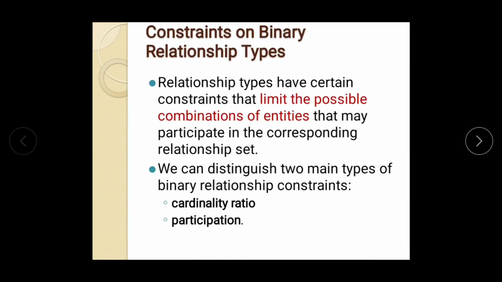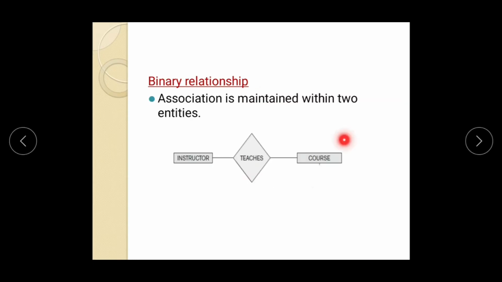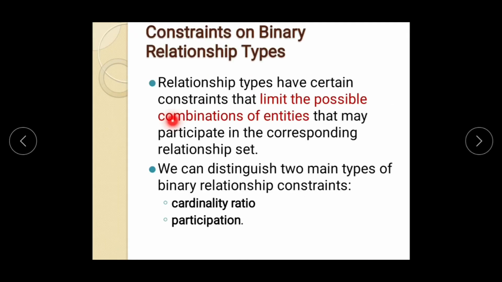Now constraints on the binary relationship. Now we are talking about the constraints, or the rules, or the stringent rules that we are going to apply on the binary relationship. That is what we are going to discuss. Relationship types have certain constraints that limit the possible combination of entities that may participate in the corresponding relationship set. So these relationship constraints will try to limit the possible combination of entities.